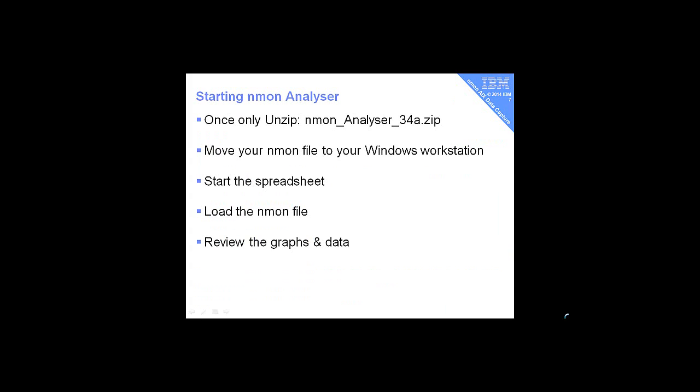Now we have the required prerequisites. We're going to unzip that analyzer file that we downloaded. We're going to move our Nmon data file to your workstation. I use FTP. You can use any method you like. Make sure you do that in binary mode so it's not mucked about. And then we're going to start the spreadsheet, load the Nmon file, and have a look at the data and graphs.